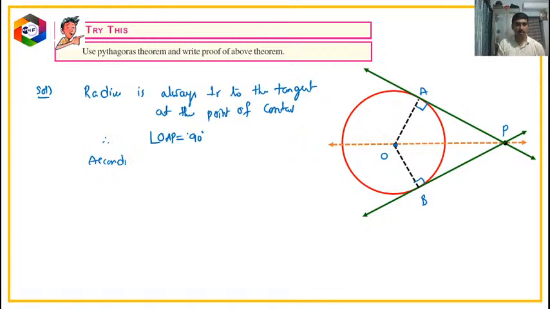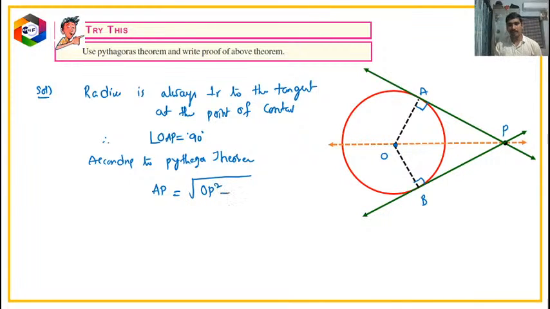According to Pythagoras theorem, I am going to calculate AP first. What is AP here? This is one of the sides, children. One of the sides will be equal to the square root of hypotenuse square, OP square, minus OA square. Now I am going to simplify. This is OP again as OP only. Now OA I am going to replace with OB.